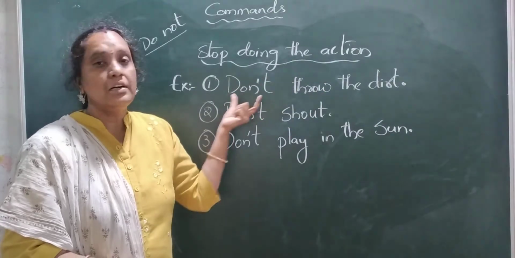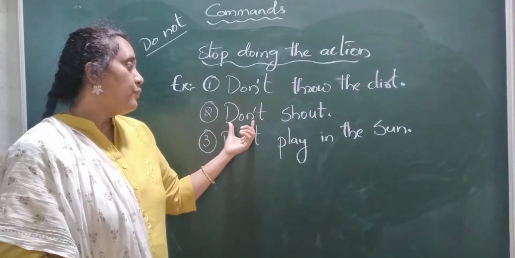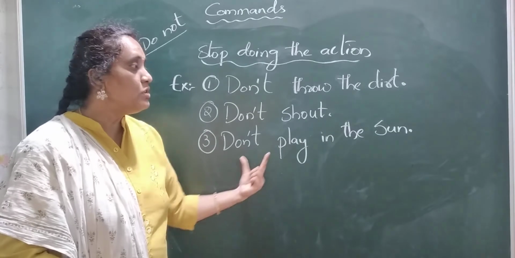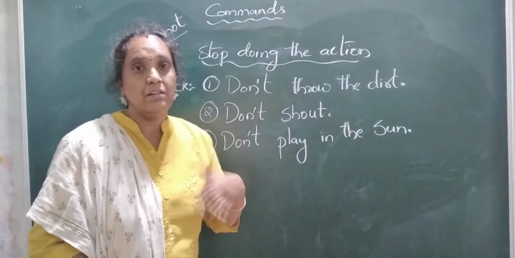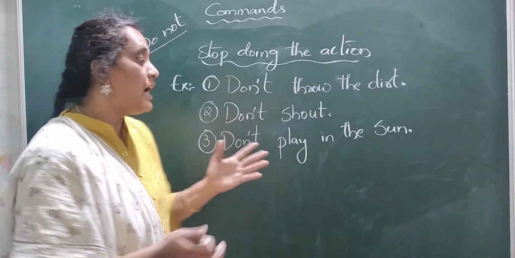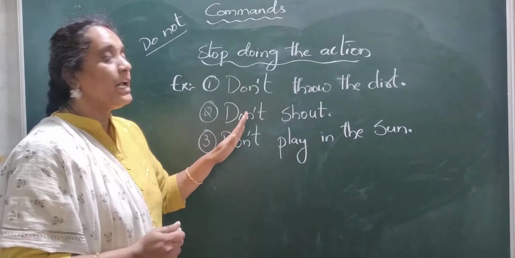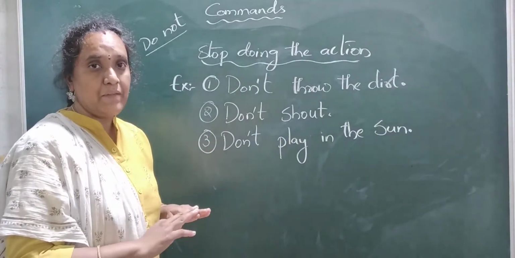Don't throw the dirt here and there. Don't throw the trash. Don't shout. Don't play in the sun. Don't play in the rain. Don't go outside. These are the sentences which we use to make others stop doing some action.